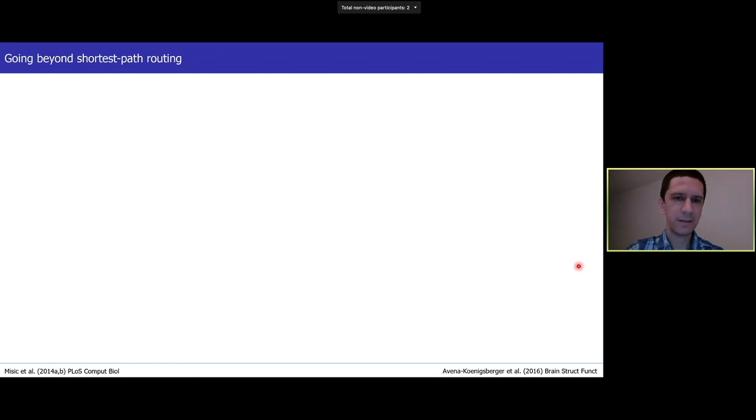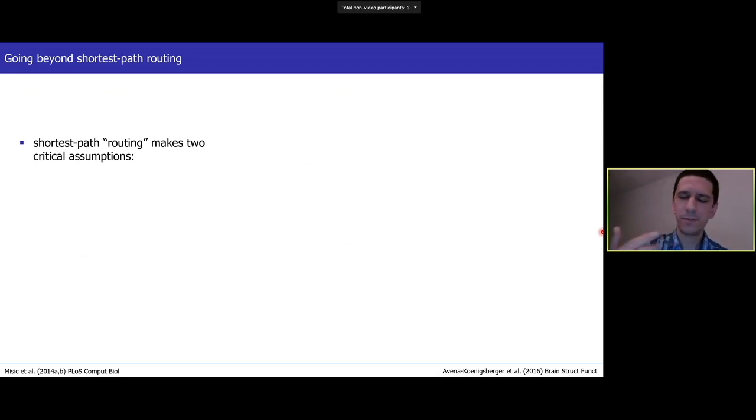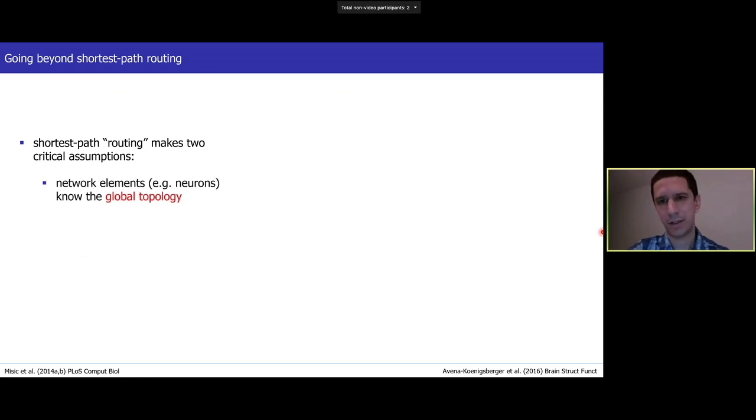I've shown you a few arguments for why shortest path routing might be important in the brain, but there are actually many more arguments why it cannot be the complete picture. So when we assume shortest path routing, we're actually making two critical assumptions that might not be biologically plausible. One is that network elements, so for instance, neurons or neuronal populations, actually know the global topology. They know what the architecture of the network is, and they can actually compute the shortest path from any network element to any other network element, which is difficult to envision.